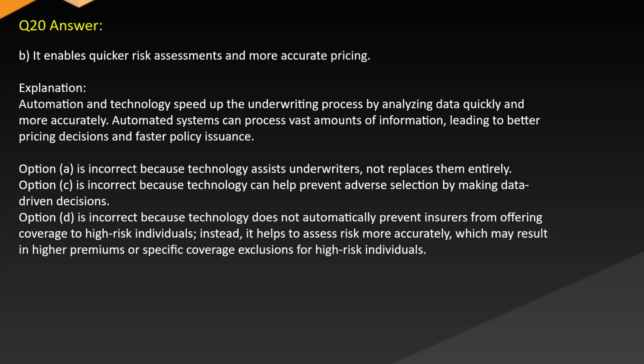Option A is incorrect because technology assists underwriters, not replaces them entirely. Option C is incorrect because technology can help prevent adverse selection by making data-driven decisions. Option D is incorrect because technology does not automatically prevent insurers from offering coverage to high-risk individuals. Instead, it helps to assess risk more accurately, which may result in higher premiums or specific coverage exclusions for high-risk individuals.